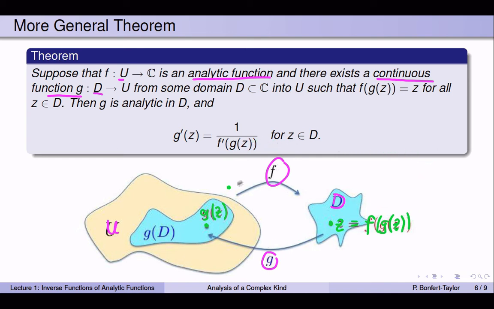It's enough to find an inverse function that is continuous if the original function f was analytic. That guarantees that g is analytic, and we even have its derivative. And this derivative formula is found just like we found the derivative formula for the logarithm function. Let's look at some examples.